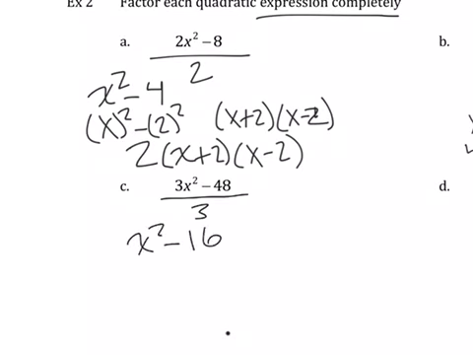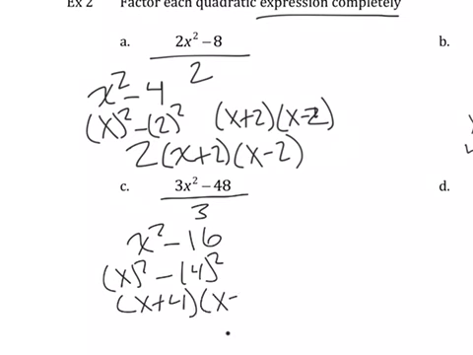Again, we've got ourselves a difference of squares. So this is going to be x being squared and then 4 being squared. So my expression would end up being x plus 4, x minus 4, and that whole thing would be multiplied by 3 because remember we took a 3 out of the regular expression. So factored out completely would look like 3 times x plus 4 times x minus 4.